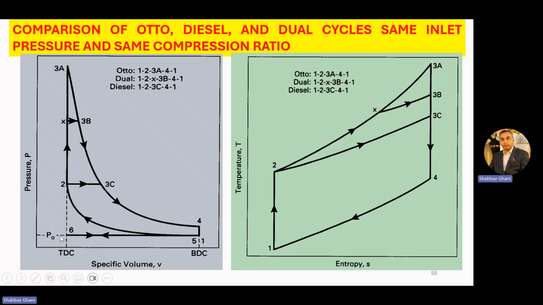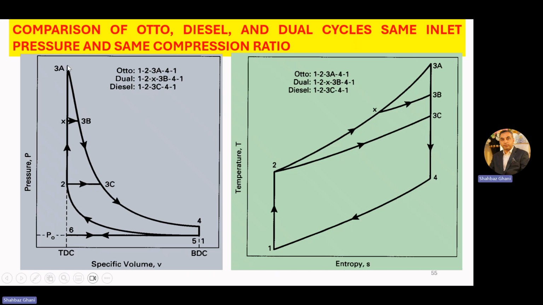Now, in the Otto cycle, the piston is at TDC, point 6, and starts moving towards BDC, reaching point 1, and the intake stroke is completed. The intake valve is open at that moment. From 1 to 2, you have a compression stroke, where the piston moves from BDC to TDC. From 2 to 3A, we have heat input, ignition and combustion going on, and at 3A we have the maximum temperature and maximum pressure in the cycle.